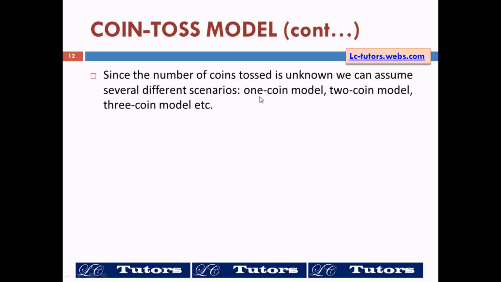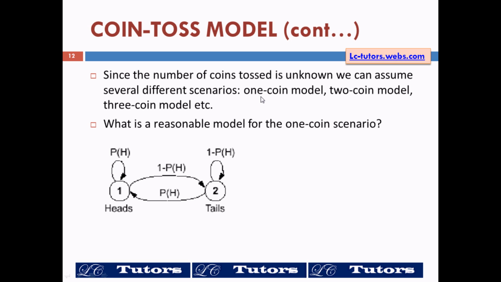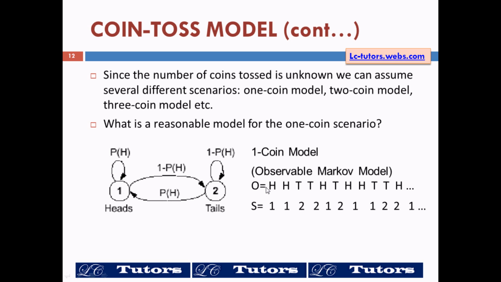So let's look at it as a one coin model. That means we can predict there is a head or a tail as two states. Whenever he gets a head, that means state 1. Whenever he gets a tail, it's state 2. So what you see here is a one coin model, which is an observable Markov model, because whenever the person tells that he got a head, we can obviously tell which state he is in, because head is state 1, tail is state 2. Therefore it's called an observable Markov model.